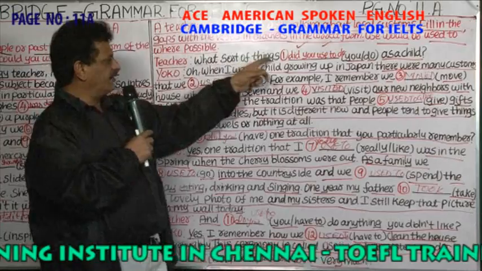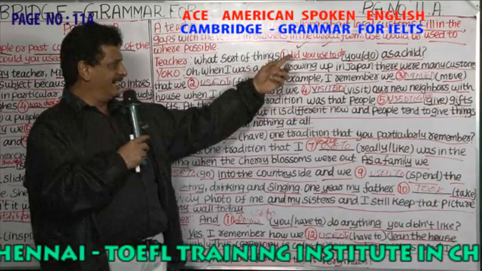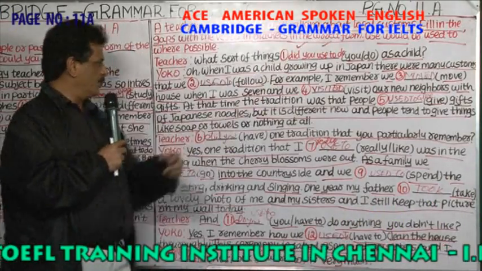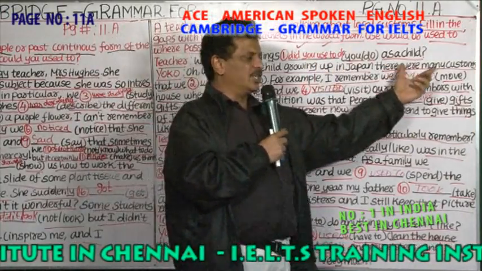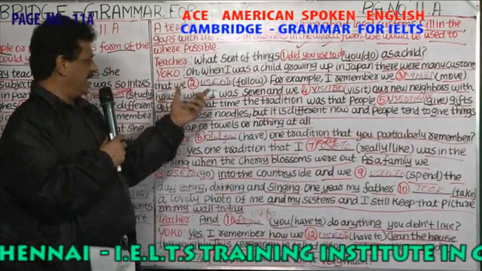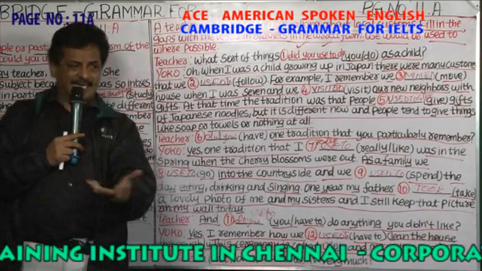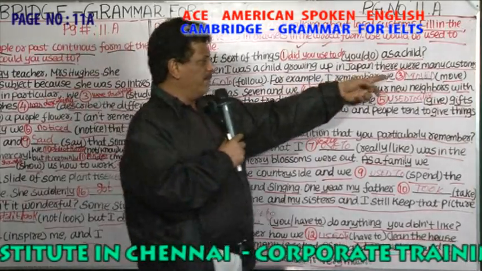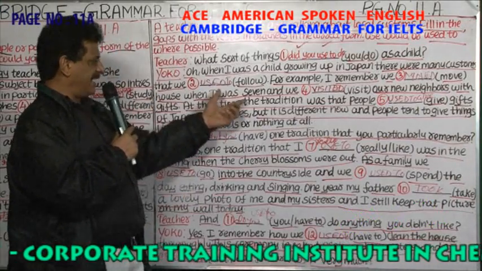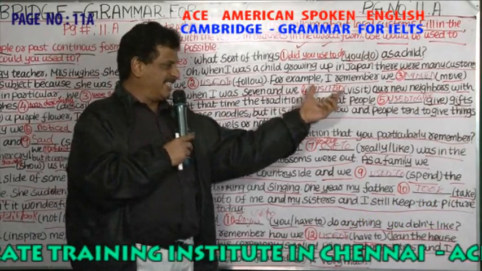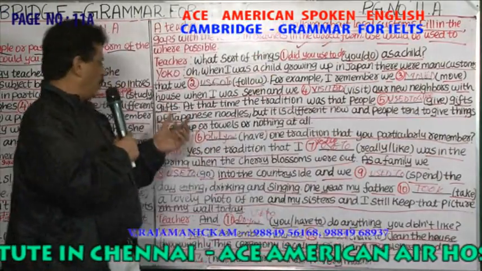இங்கே teacher, what sort of things did you used to do as a child? குழந்தையாக இருக்கும் பொழுது என்ன காரியத்தை செய்து கொண்டிருந்தாய், வழக்கமாக கொண்டிருந்தாய்? Used to போட்டு விடுகிறீர்கள். Oh, when I was a child growing up in Japan, ஜப்பான்ல குழந்தையாக இருந்து வளர்ந்து கொண்டிருக்கும் பொழுது, there were many customs that we used to follow. பல கலாச்சாரத்தை நாங்கள் பின்பற்றி கொண்டிருந்தோம், இப்பொழுது கிடையாது. For example, I remember we moved, நாங்கள் ஒரு ஊரை விட்டு இன்னொரு ஊருக்கு மாறினோம். I was 7 வயதாக இருக்கும் பொழுது. And we visited, நாங்கள் சந்தித்தோம் our new neighbors, புதிய பக்கத்து வீட்டுக்காரர்களை with gifts at that time.